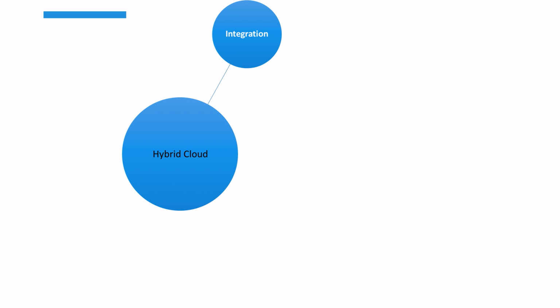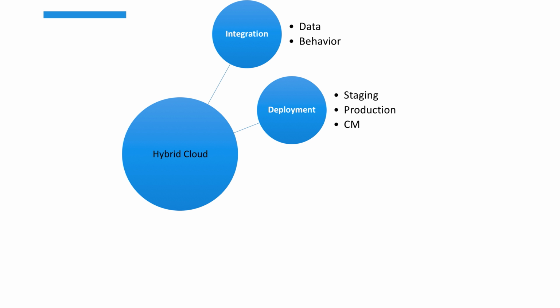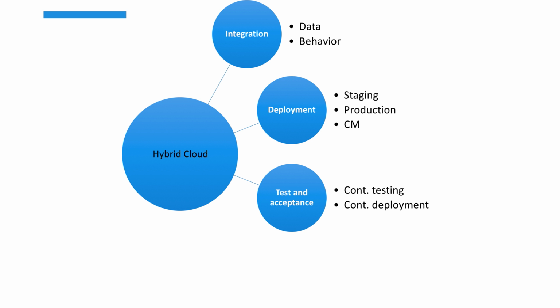Components of the build. So obviously hybrid cloud is going to be integration, including data and behavior. It's going to be deployment, including staging, production, and configuration management. It's going to be test and acceptance, including continuous testing and continuous deployment. It's going to be orchestration, including abstraction and automation, the ability to, in essence, remove ourselves from the complexity of a hybrid cloud, which is a complex distributed system.